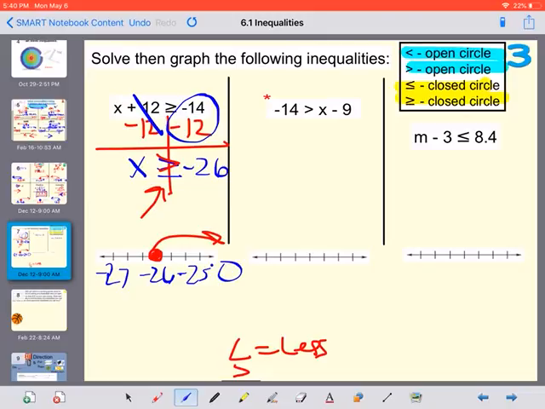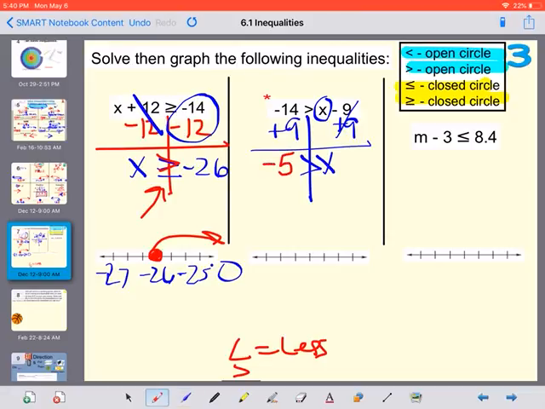Alright, next one. Draw our line down to solve. To get x by itself, I'm going to add 9 to both sides. So we have x, the symbol, and then -14 plus 9, there's more negatives. There are 5 more negatives. Now this looks like a good inequality, however, our letter is not on the left, so we can't graph it. We need to flip-flop these two around.